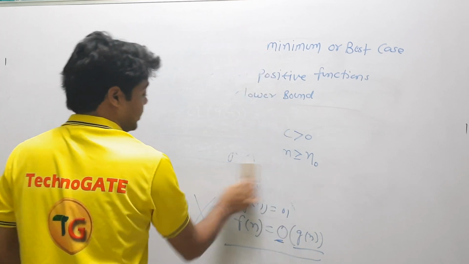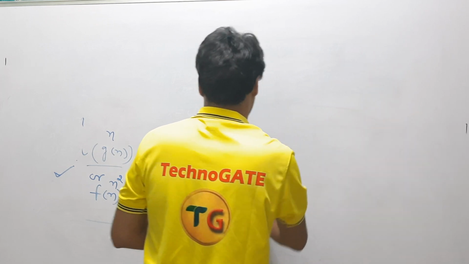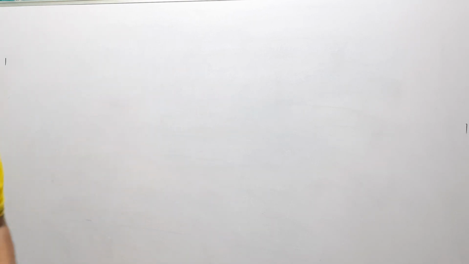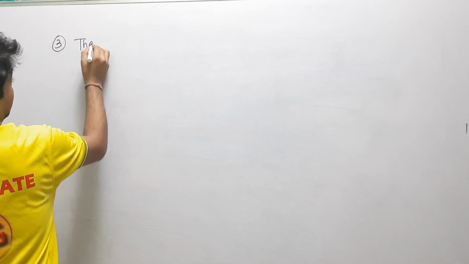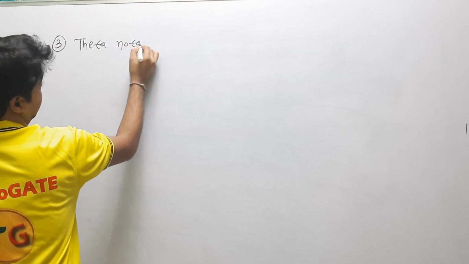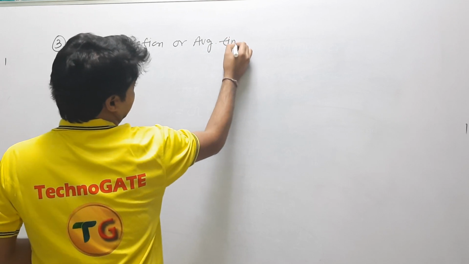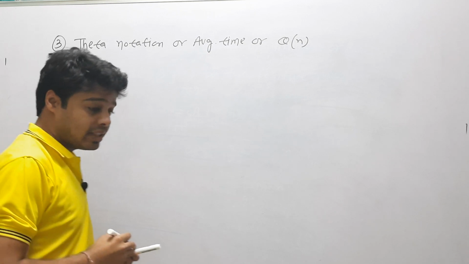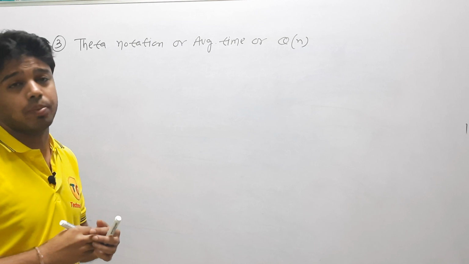Next one is the theta notation. So there are two notations over, big O notation and omega notation here. Next is the theta notation, which means average time. So the third one is the theta notation, or average time, denoted by theta like this one. Theta is in between the upper bound and the lower bound.